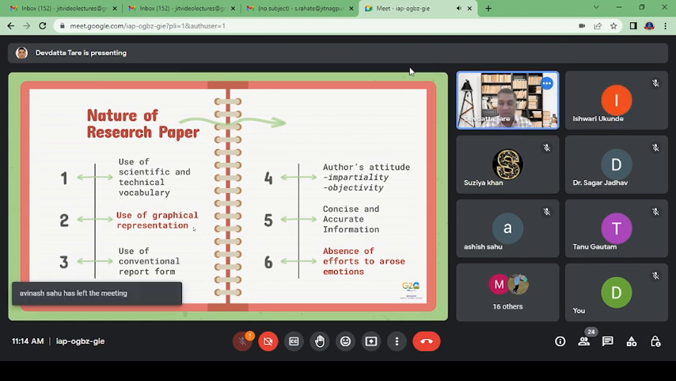The next point, which should always be part of a research paper, is concise and accurate information. What do you mean by concise and accurate information? Concise means in a smaller form.